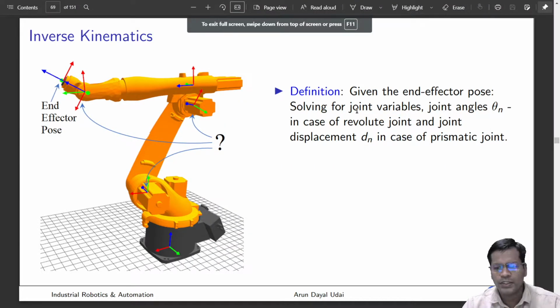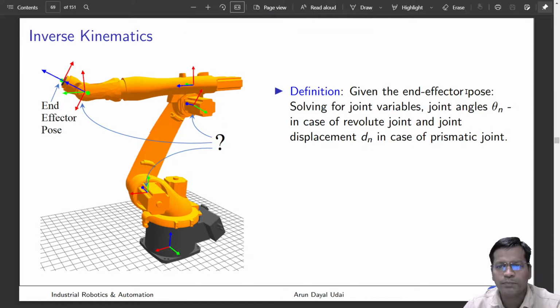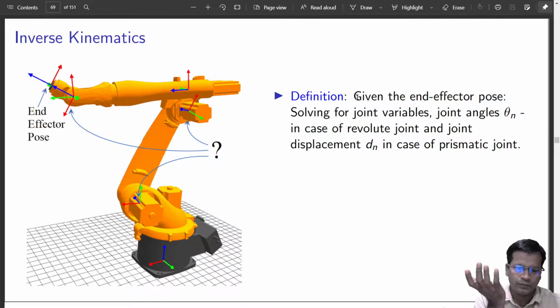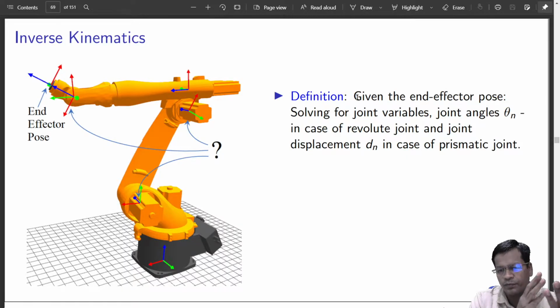So it says, given the end effector pose, here meaning both position and orientation, not just orientation or a position. It should define the robot completely. If it is a 6 degree of freedom robot or a 7 degree of freedom robot, the end effector pose has to be given. That is where you want to go. That is the first input that we know.